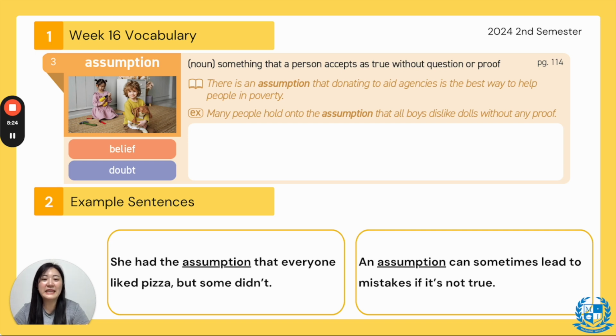Next one, it says, an assumption can sometimes lead to mistakes if it's not true. So again, if you keep making assumptions about people, it can lead to a problem because whatever you're thinking may not be 100% true. So we need to make sure we back up our assumption with some more details. Then it would not be an assumption anymore.